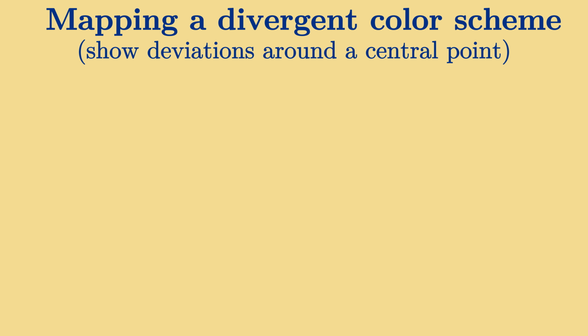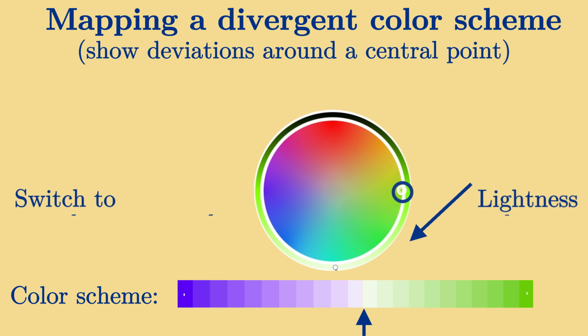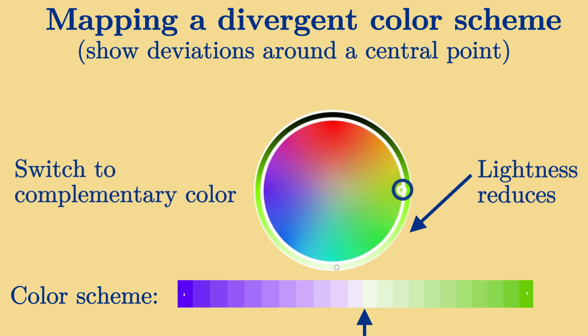Divergent color schemes are different. Here, the goal is to show deviations around a reference value. In color space, this is represented by two symmetric paths, one defined by a fixed hue on one side, and the other by an opposing hue. Along each path, lightness varies monotonically toward a neutral center. Both sides share the same lightness structure, so equal deviations appear equally strong. This symmetry is what makes divergent maps so effective at highlighting opposites.